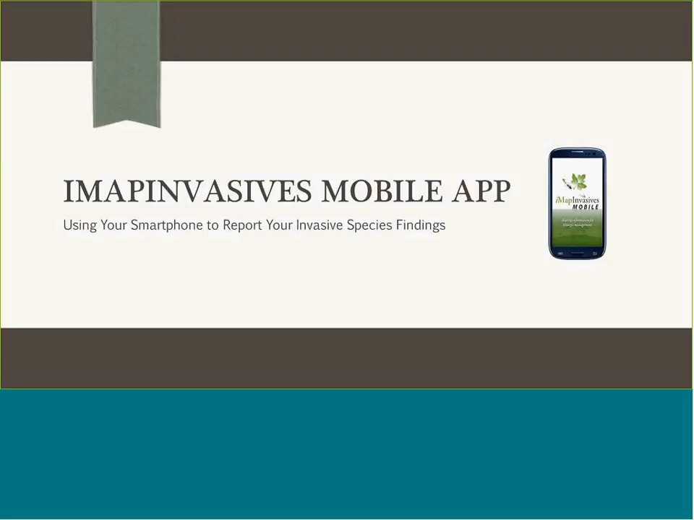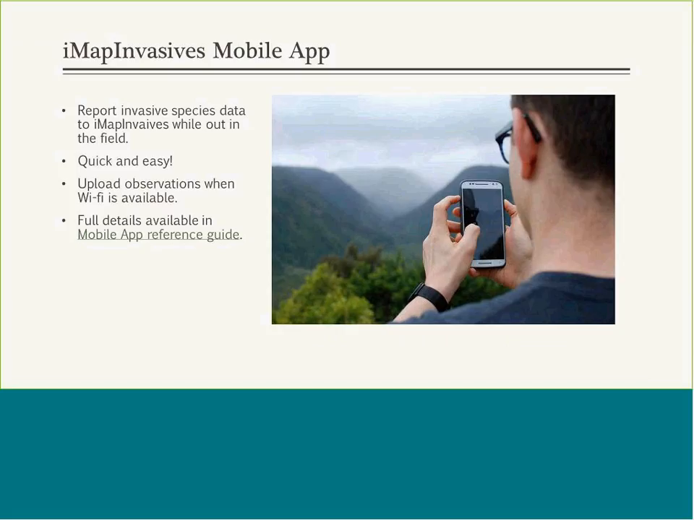Let's talk about our mobile app and how to use your smartphone to report your findings of invasive species. The mobile app is quick and really easy. You can report your findings while you're out in the field, and you upload your observations when you get back into an area where there's Wi-Fi available.